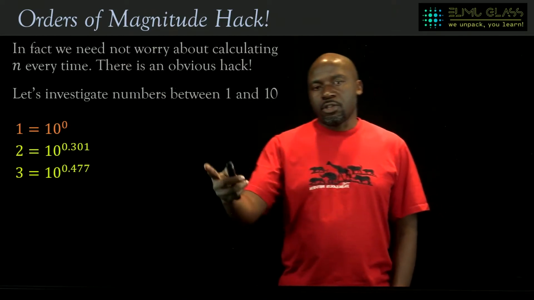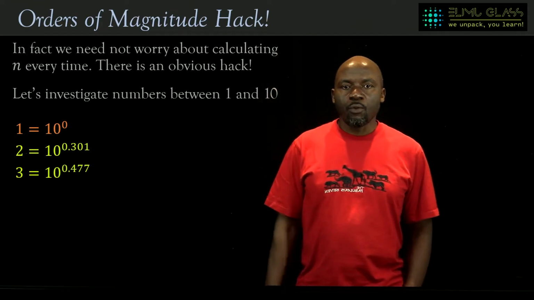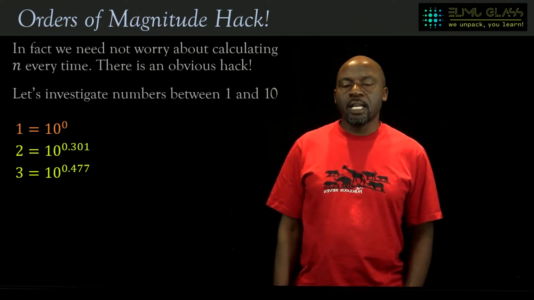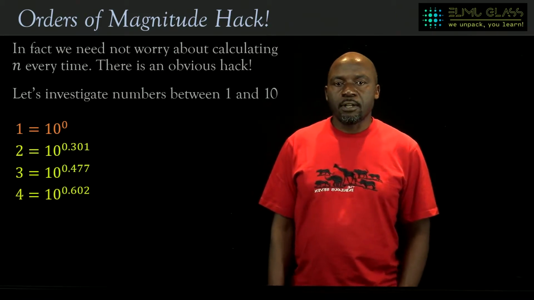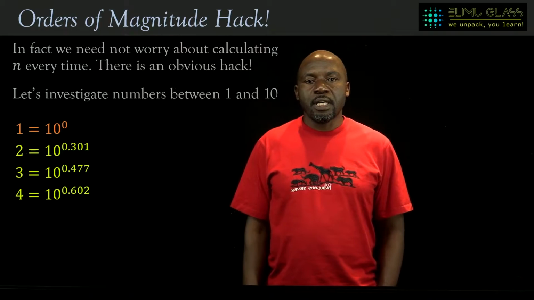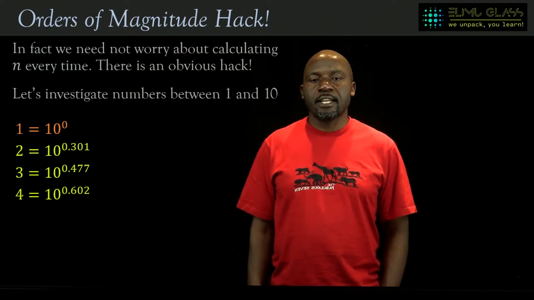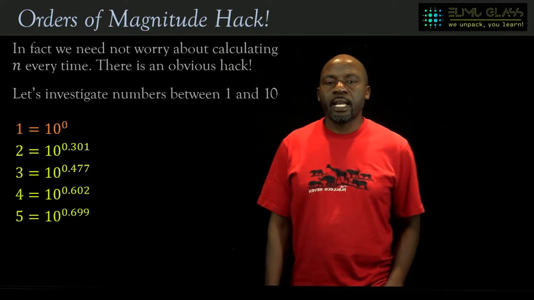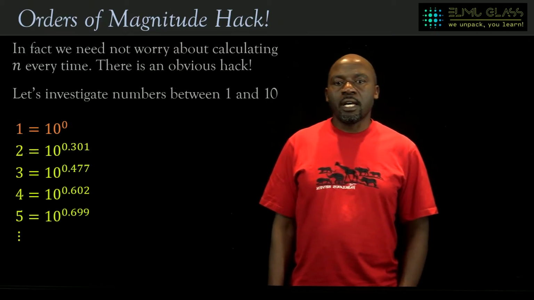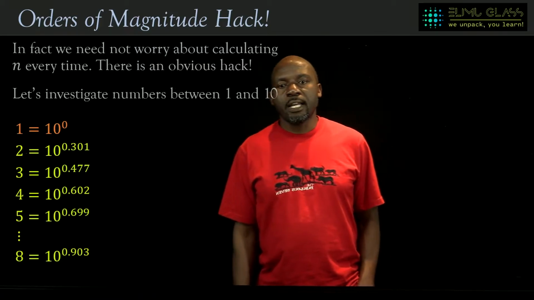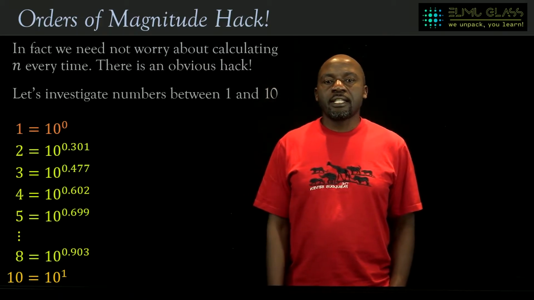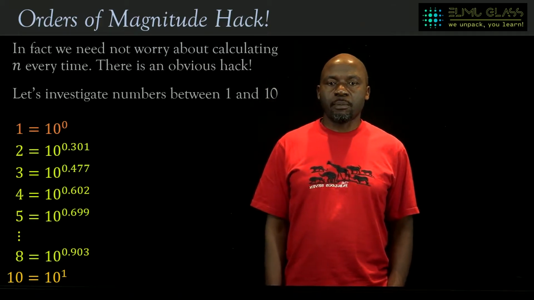0.4771. It continues, of course. We only need those number of decimal places. If we look for 4, 4 is going to be 0.602, and 5 is going to be 10 to the power of 0.699. Okay, and so on. 8 is going to be 10 to the power of 0.901, and 9 will be there, and 10 is going to be, of course, 10 to the power of 1.